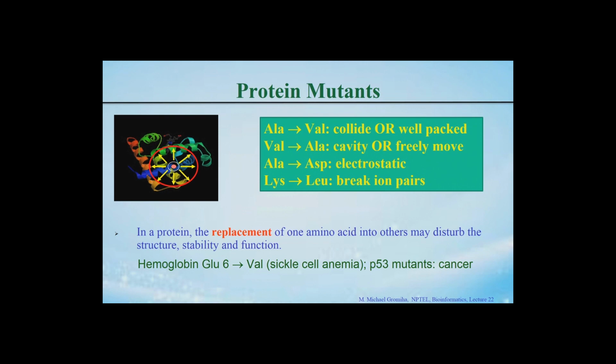Some of them may also lead to diseases. For example, in hemoglobin, if you mutate glutamic acid 6 to valine, it causes sickle cell anemia. Like P53, it is a DNA binding protein. If you make a mutation, specifically an arginine mutation, it will lose the binding affinity. Finally, it may lead to certain types of cancers.